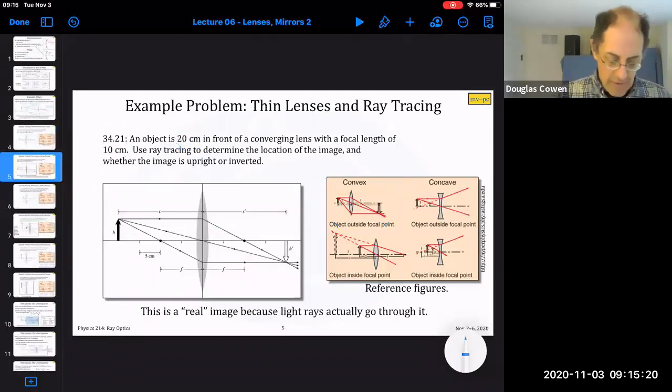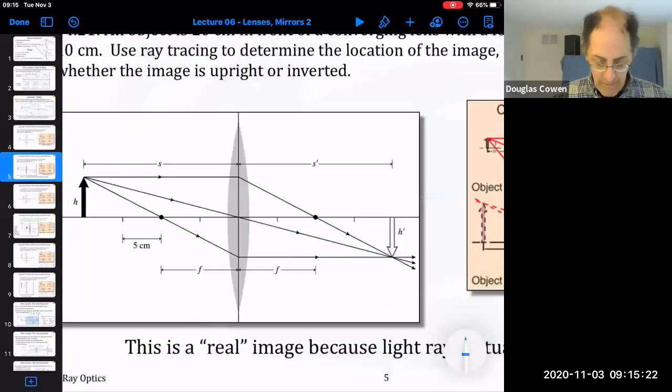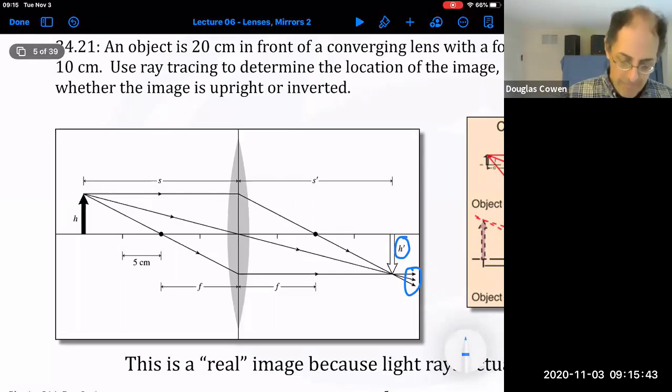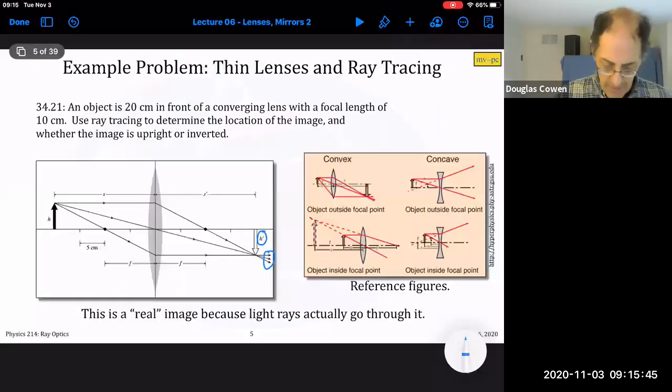And here it's drawn a little bit more nicely so you can see. So here is where the image is labeled H prime. And we derive that image, which is a real image because the light is actually coming out of that image. We have now the tip of the arrow. We know where that is, so we can draw in the rest of the arrow.